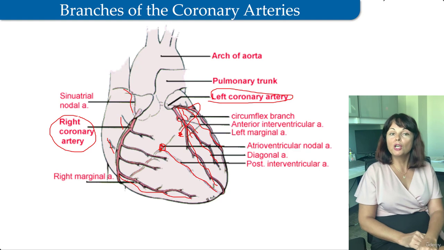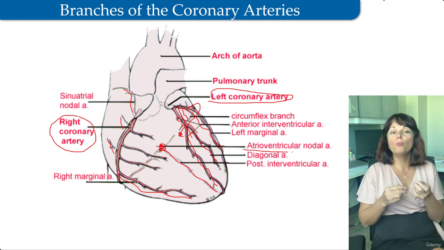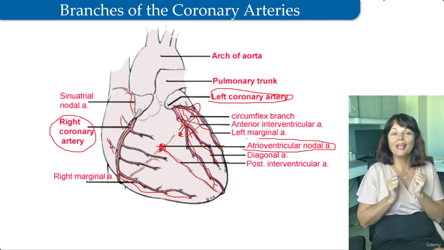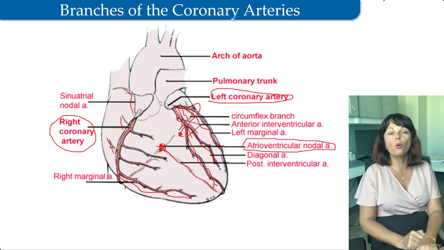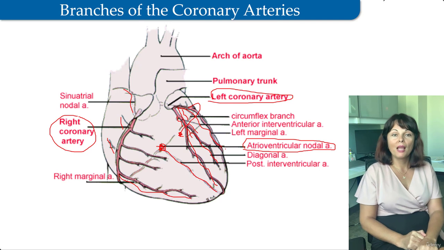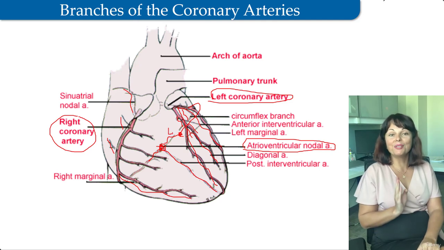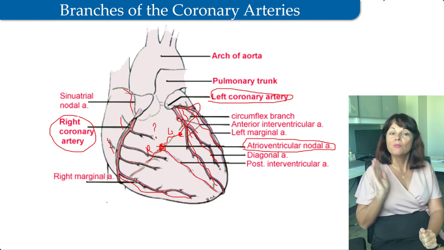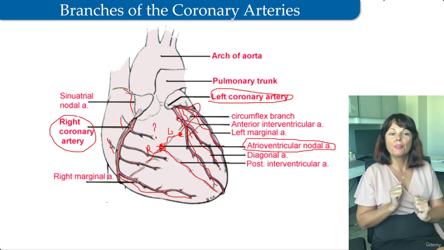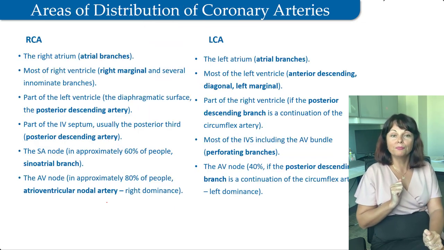The atrioventricular nodal branch may branch off from any of the coronary arteries, and it is the one which determines the right or left dominance of the coronary blood supply. The vessel supplies the atrioventricular node, and if it is obstructed, the contraction of the ventricles may be compromised. So it is clinically important to know which coronary artery, right or left, feeds the atrioventricular node.